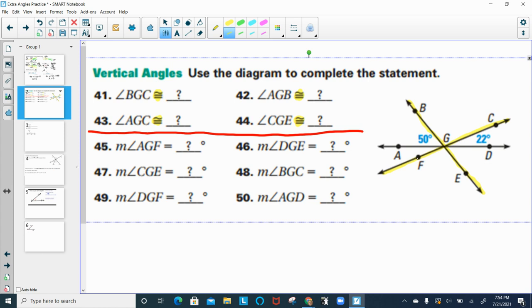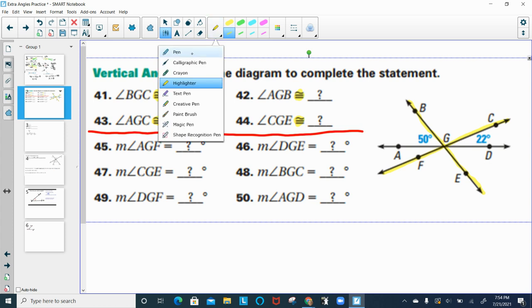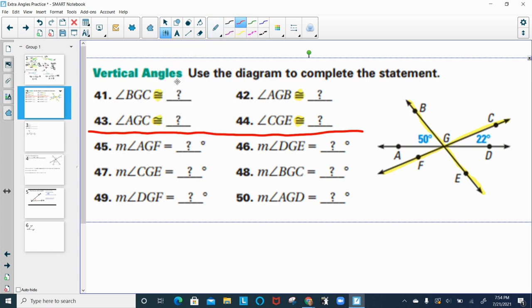BGC, and because it has a vertical pair, buddy, right here, that's what they're looking for. They're looking for angle FGE, or you could have said EGF. So I'm going to write this in. So they're actually looking for this. I'll call it FGE. I'm not going to put them both in there. Now, when you get the number for it, this little M right here, the measure of the angle, that's when they're looking for the numbers. Okay, so we'll get to that in just a minute.